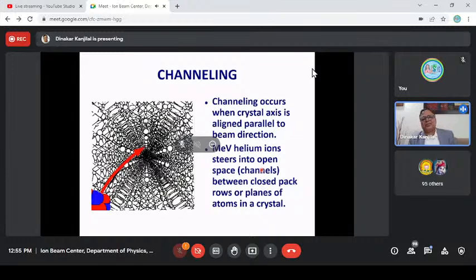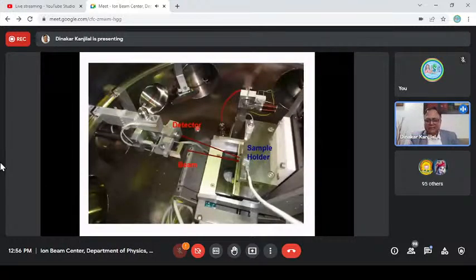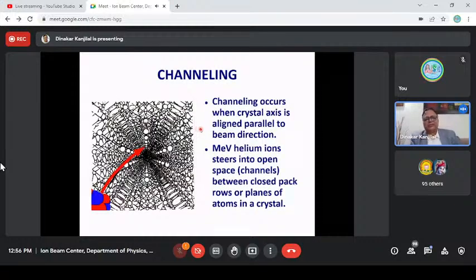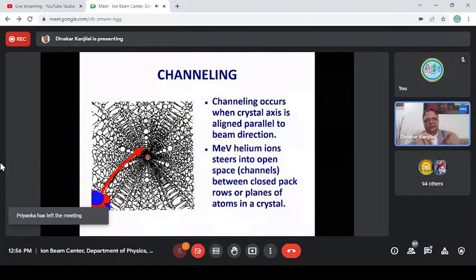And there is a beautiful thing called channeling. What happens is the goniometer aligns the sample along different axes of the crystal, which has different axes, 100, 111, or like that. When you align exactly parallel to the beam, then instead of backscattering prominently, the beam goes inside because it gets an open area. If you really align the crystal along different axes, you'll find it is open all throughout. So this is called channeling of the particle beam, of high energy particles inside the crystal.